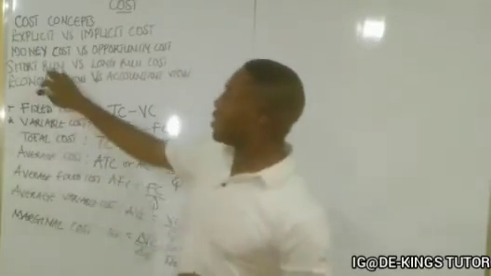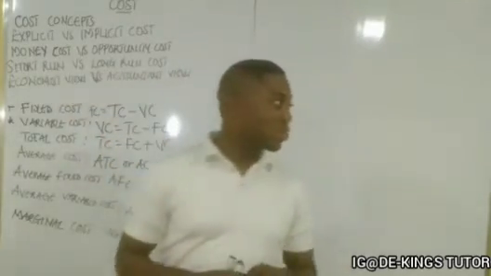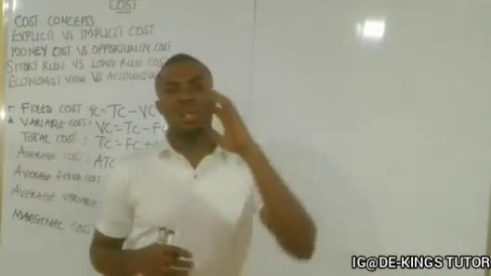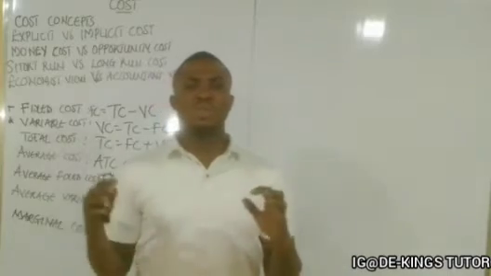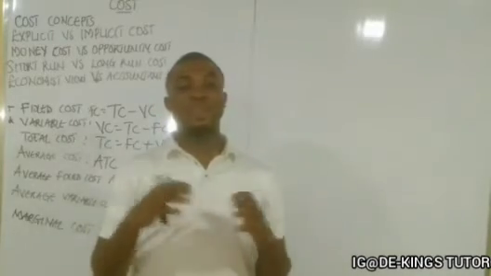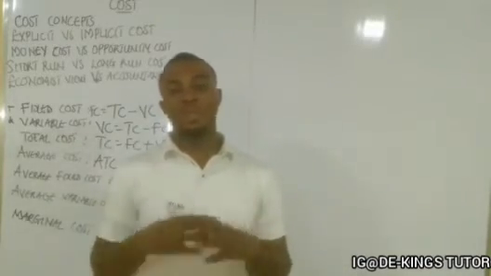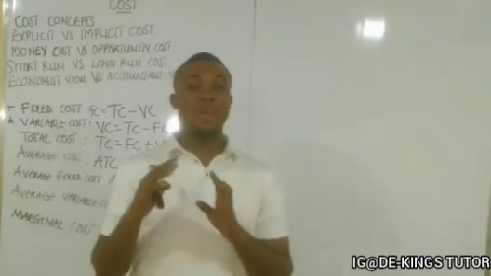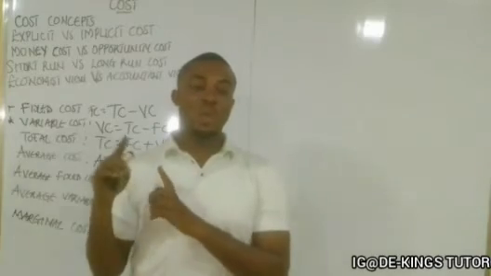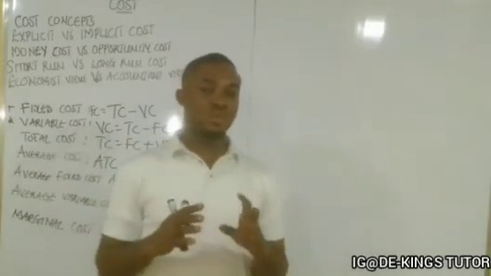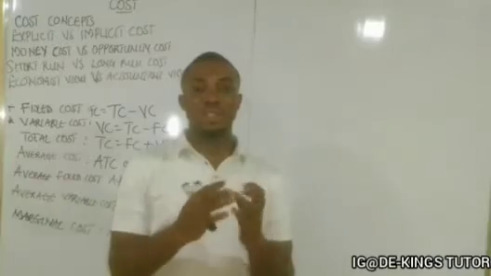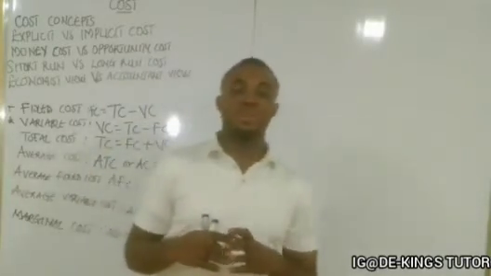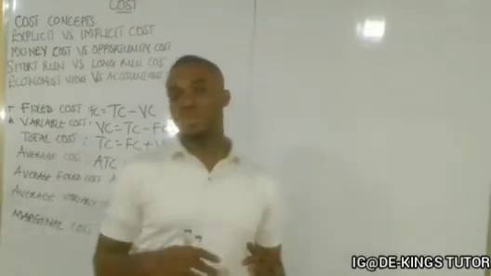Okay? The next one is the short run versus long run cost. And what is short run? The short run cost is a planning period so short that the firm cannot vary its factor input. Okay? In the short run, some of the firm's factors are fixed, while some are variable. Take note, the planning period is so short that the firm cannot vary its input.